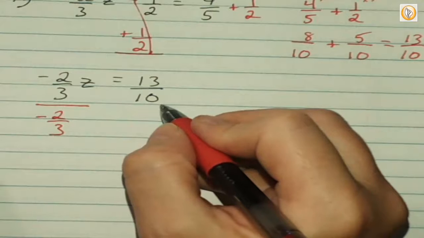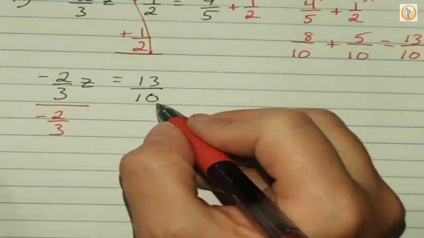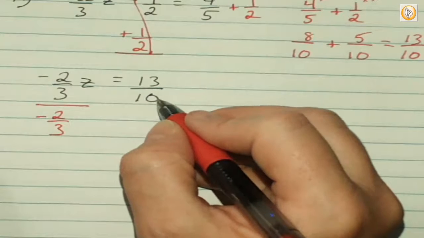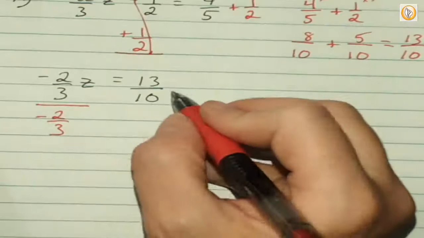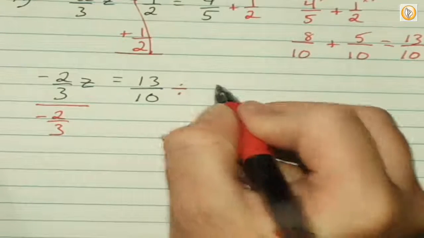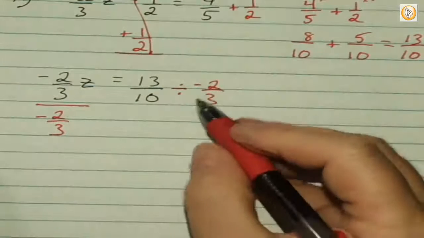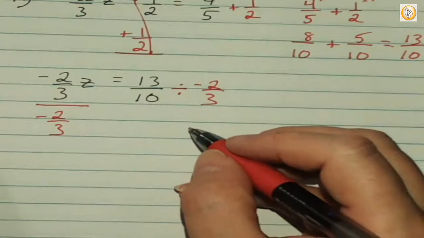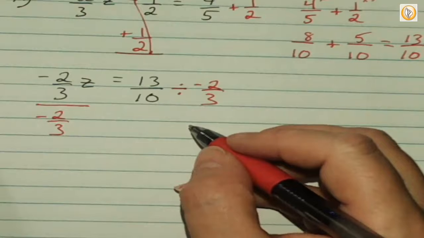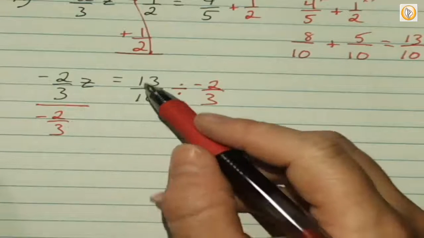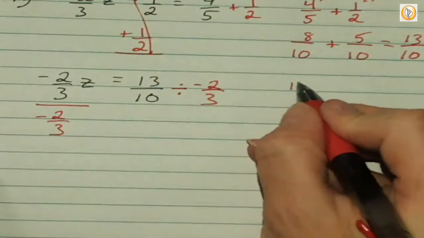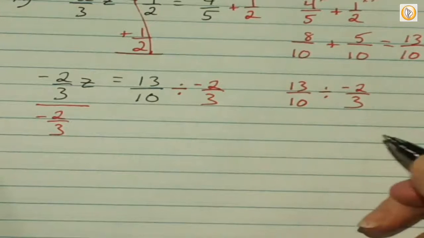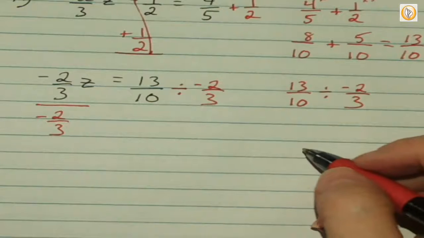Now, last week I taught you this and I had people make this mistake. You're dividing 13 over 10 by negative 2/3. If you put this fraction first, will you get a wrong answer? Yes, you will. So when you're dividing fractions, this comes first. If you put it the other way, you will get a wrong answer. Okay, so when I'm dividing fractions, what's my rule?